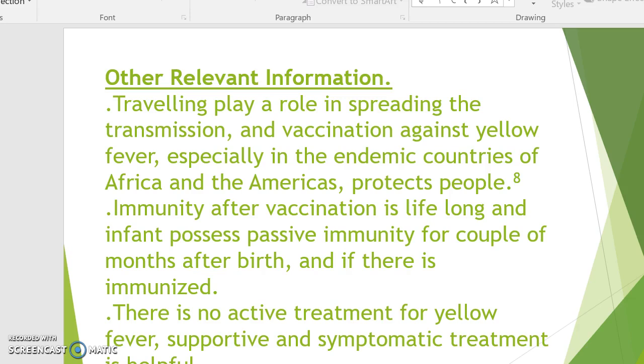Protect people. Immunity after vaccination is lifelong, and infants possess passive immunity for a couple of months after birth if their mother is immunized. There is no active treatment for yellow fever. Supportive and symptomatic treatment is helpful. It is a notifiable disease.